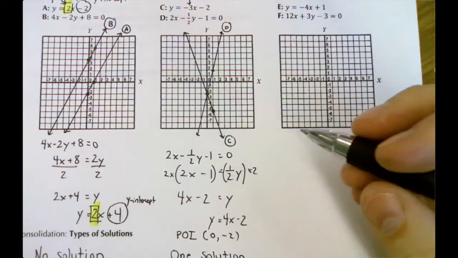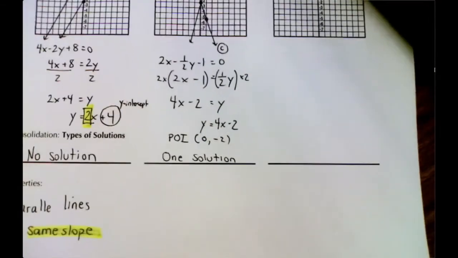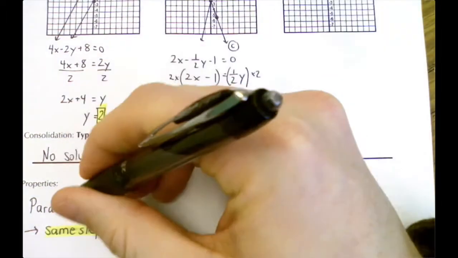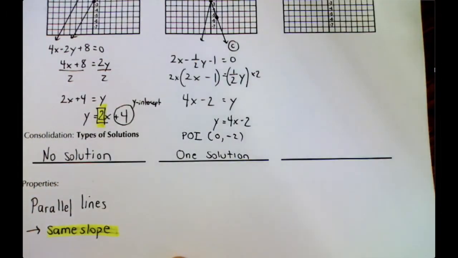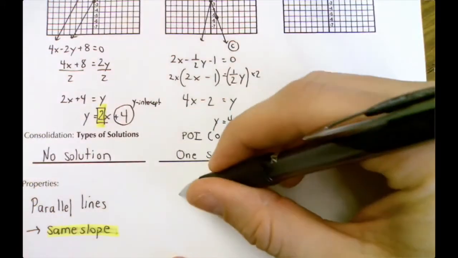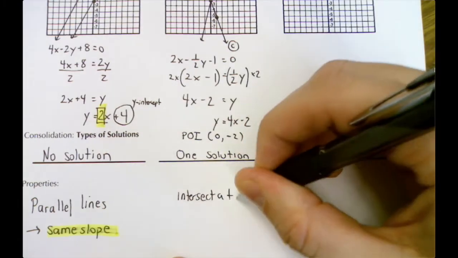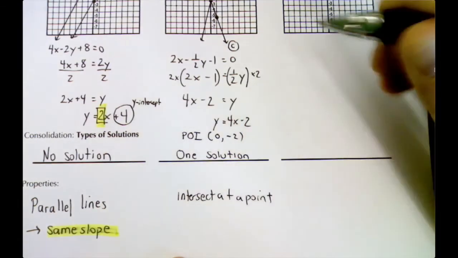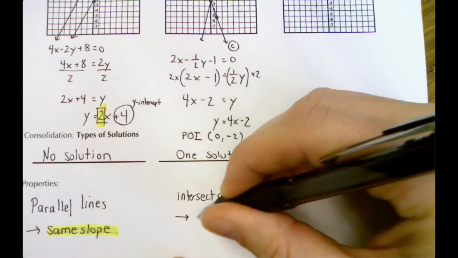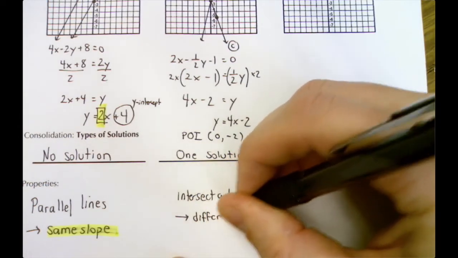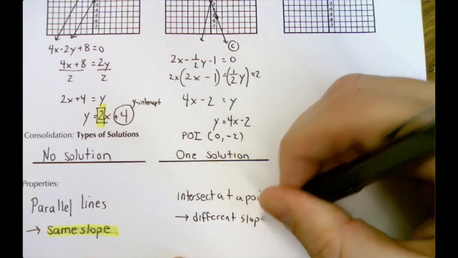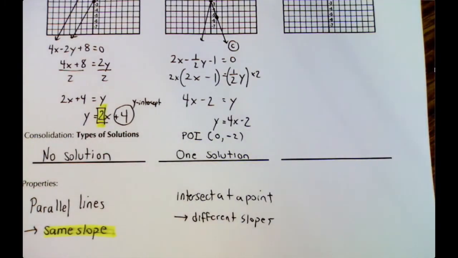And the property here is that when you have one solution, I misspelled parallel, just noticed. When you have one solution, you're going to intersect at a point. And the key here is that you have different slopes. If you ever have different slopes, you will intersect somewhere. If you graph the lines and it doesn't cross on your graph, it just means it's going to cross eventually somewhere off your graph, assuming they have different slopes.